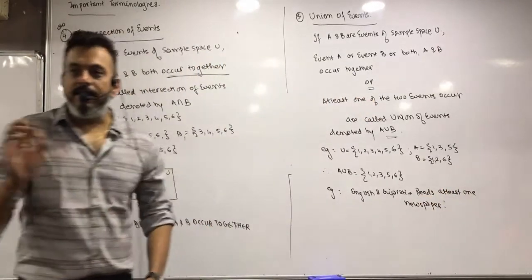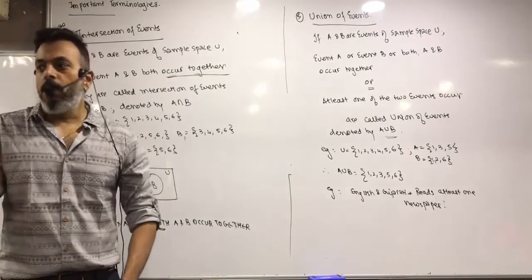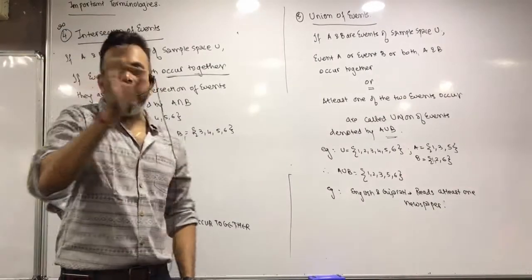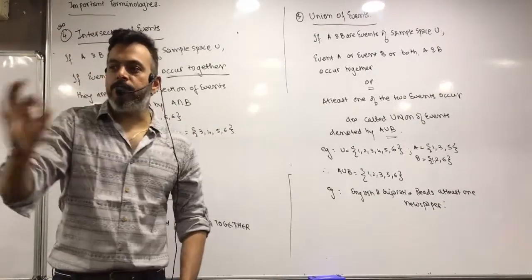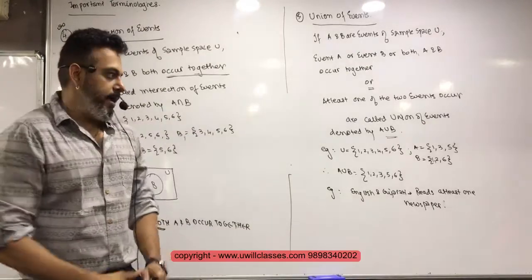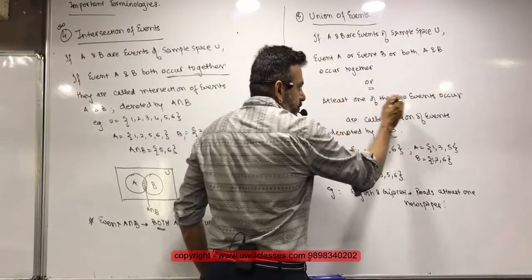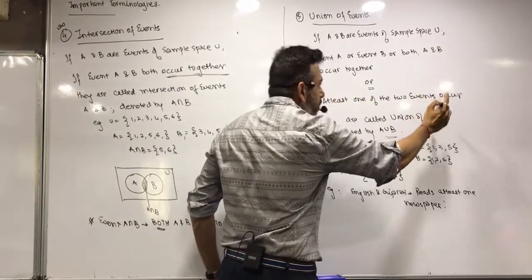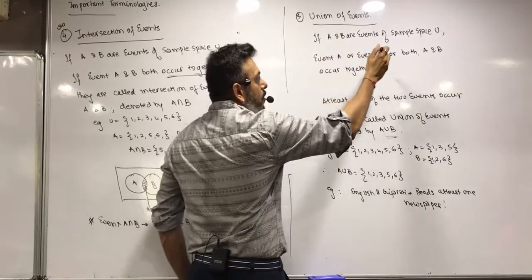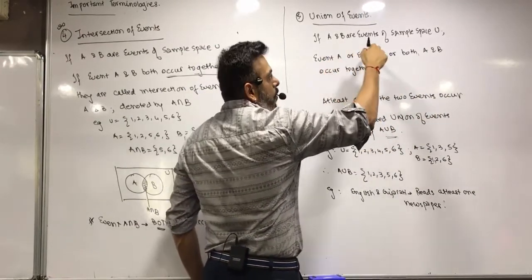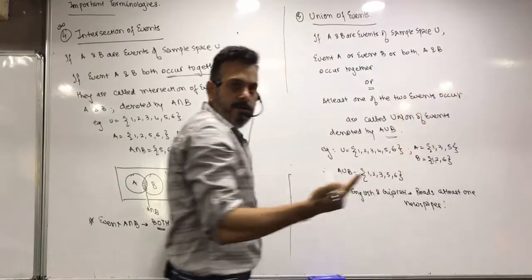That the student reads at least one newspaper. यानी कम से कम एक न्यूज़पेपर तो स्टूडेंट पढ़ता ही है. It means what? At least one of the two events occur. So either A or B, either English or Gujarati or both.